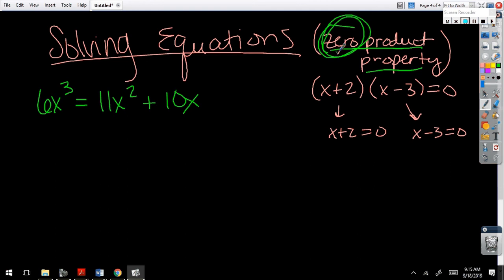If you think back, you should have in Algebra 2 worked with some polynomials, bigger degrees than 2. So I got 6x cubed minus 11x squared minus 10x equals 0.